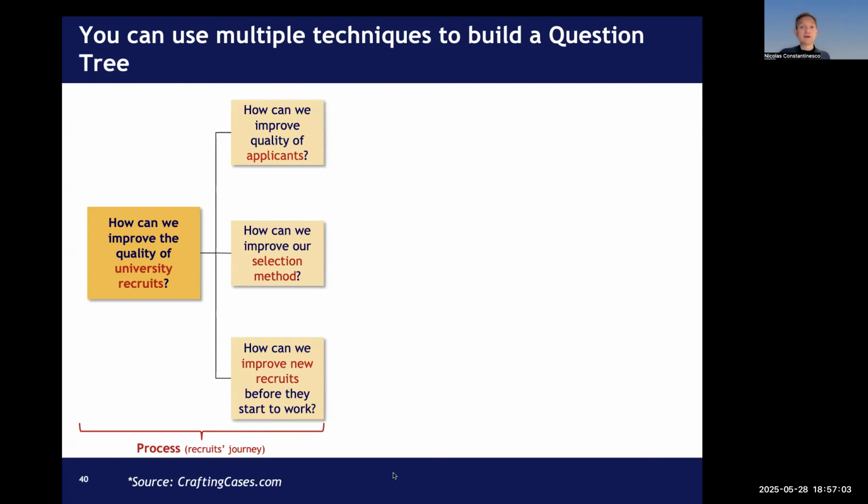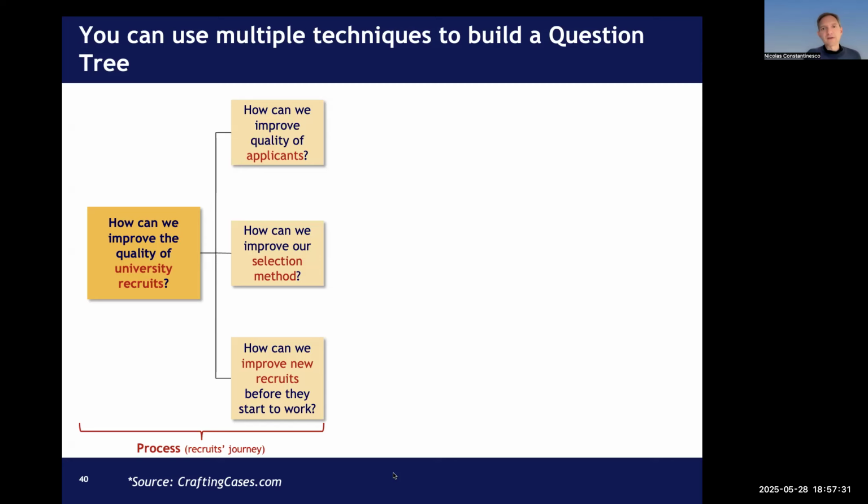How can we improve the quality of applicants? So people who are saying, hey, can we join? Can we improve our selection method? This is when we evaluate them. And can we improve the new recruits before they start to work? So between the moment that they get the offer and the moment that they join, for example. Yeah. So that's a process. Now, when we go to applicants, how to improve quality of applicants?